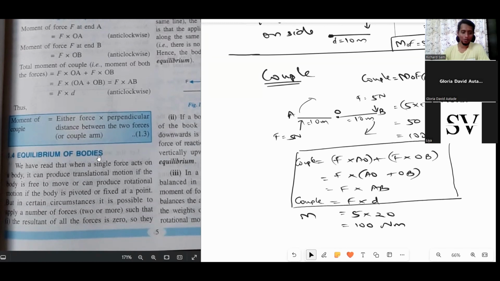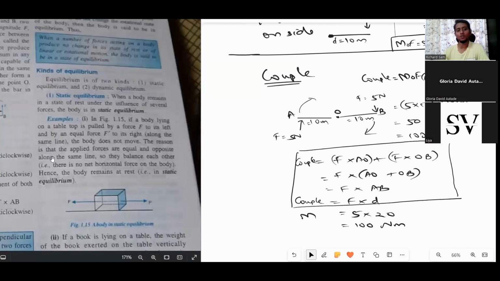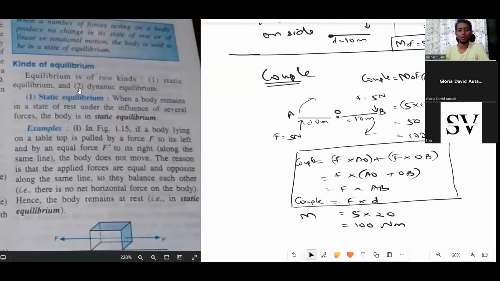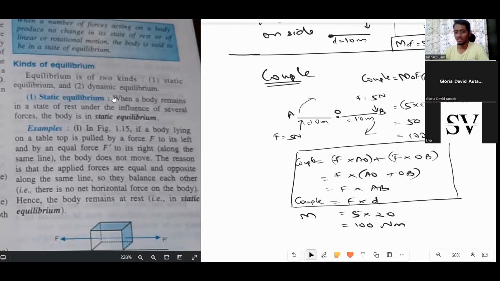Okay. But now in equilibrium also you have two types of equilibrium, static equilibrium and dynamic equilibrium. Now static means not moving and dynamic means moving. So static equilibrium means an object which is at rest. It's not moving at all. And dynamic equilibrium means what? Moving, that is not moving. How does that make sense?